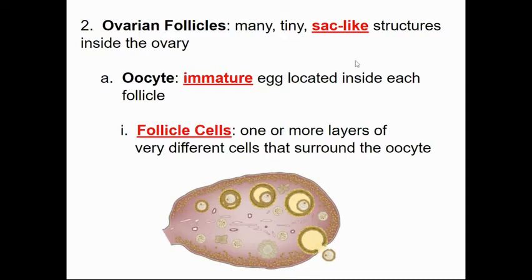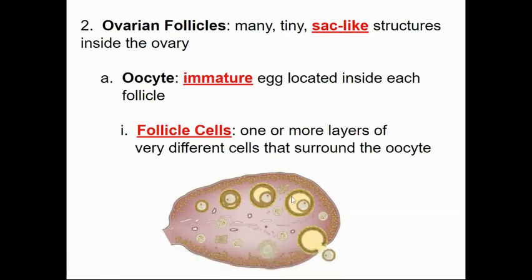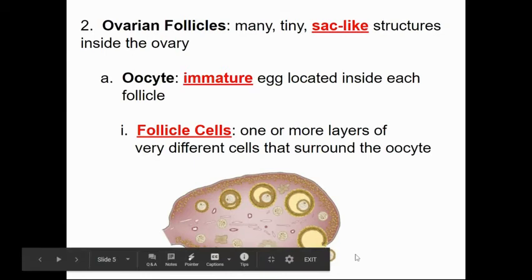So ovarian follicles are tiny sac-like structures that are inside the ovary, and they house the immature eggs, which are going to be the oocytes. So follicle cells are the layers that surround the oocyte. And what we can see here is a bunch of little tiny primordial follicles. And then we have a primary follicle, and what they're showing is this development of it to the point where it eventually is released from the egg there at the bottom.